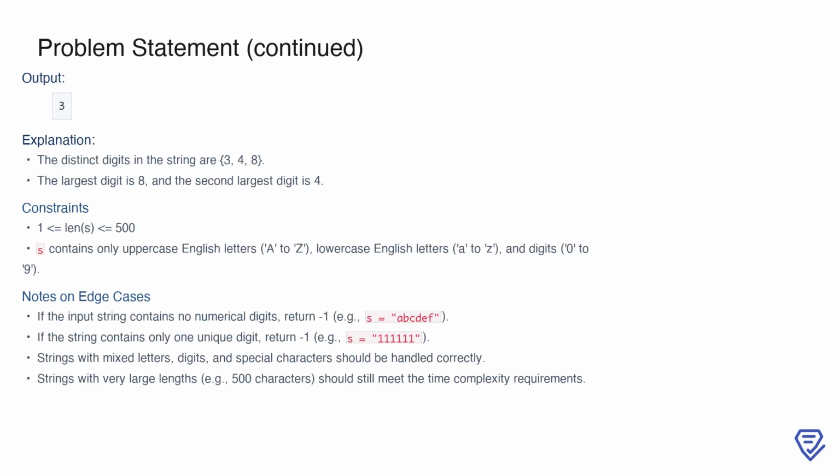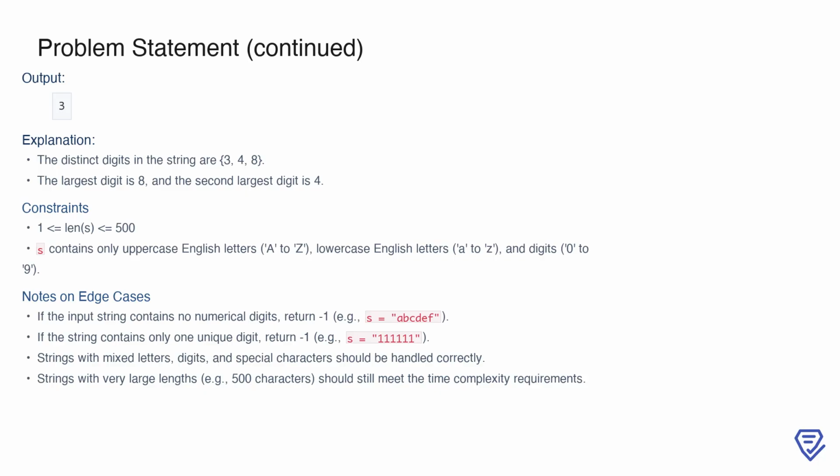Now consider the input SJHTZ8344. The distinct numerical digits in this string are 3, 4, and 8. Among these, the largest digit is 8, and the second largest digit is 4. So, the output for this input is 4. This example demonstrates that even if some digits occur more frequently than others, we are only interested in their uniqueness and relative order.